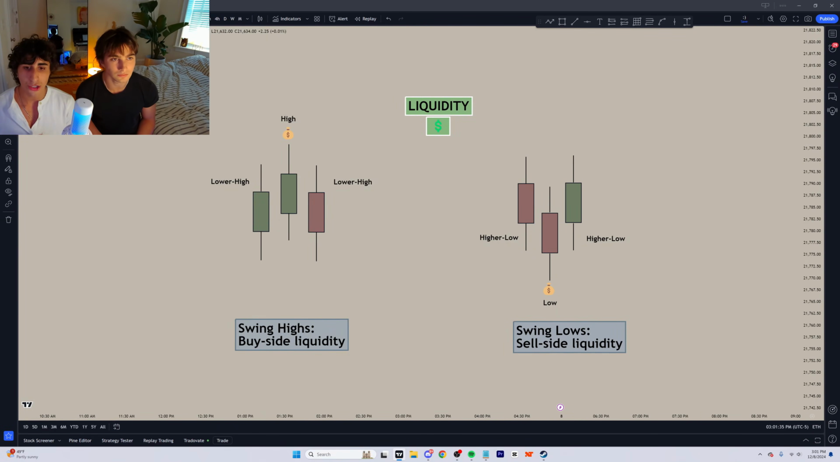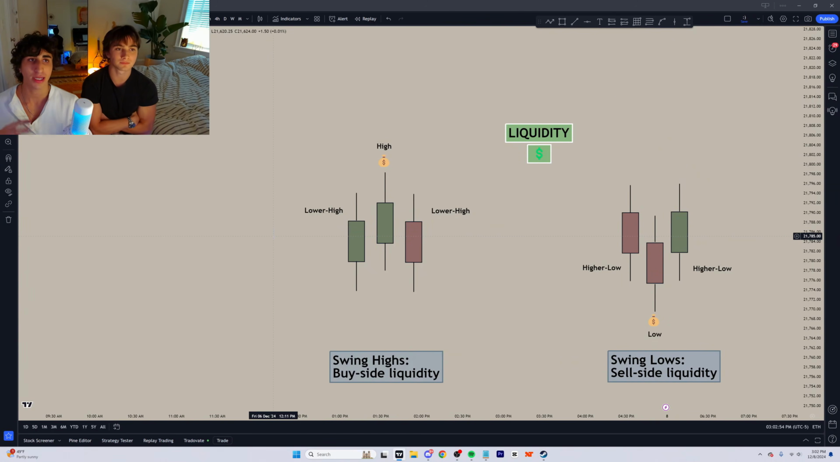So liquidity is essentially fuel for the next move. The market makers, the big money, when they need to fill their orders, they need to grab this cash that is resting in the market to then move price in the way that they want to. And where is this cash that is lying, you may ask? Well, it's going to be resting in swing highs and swing lows.